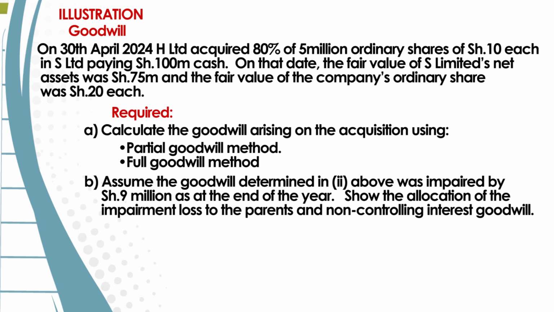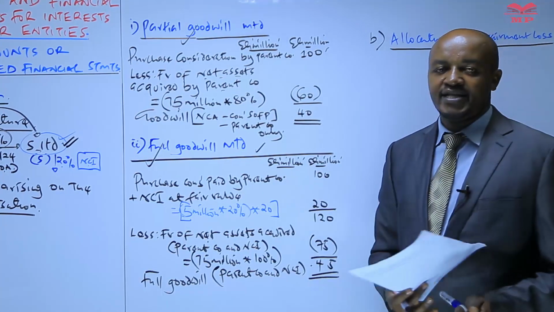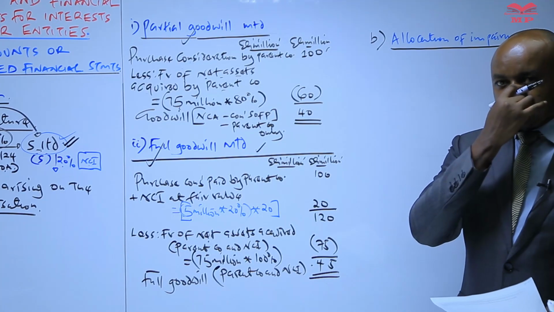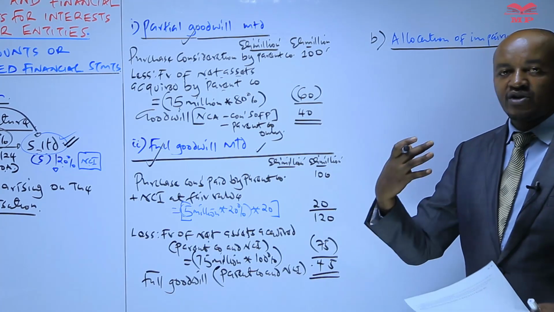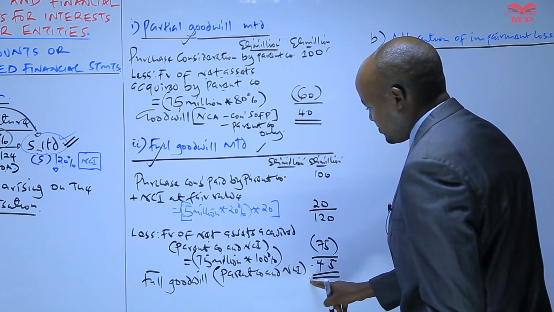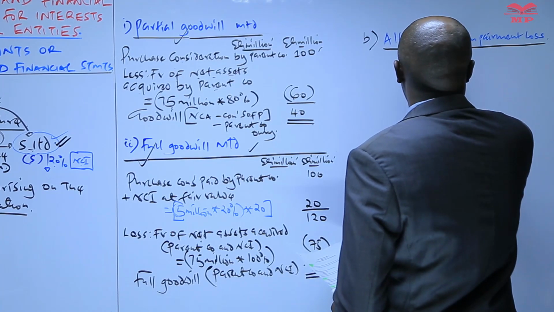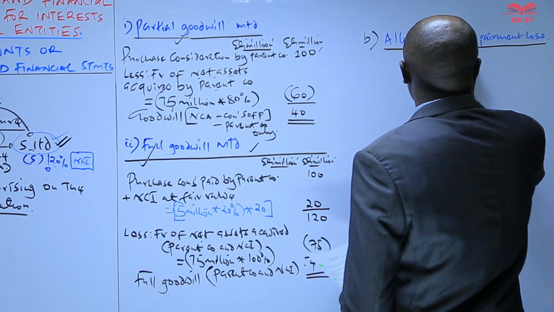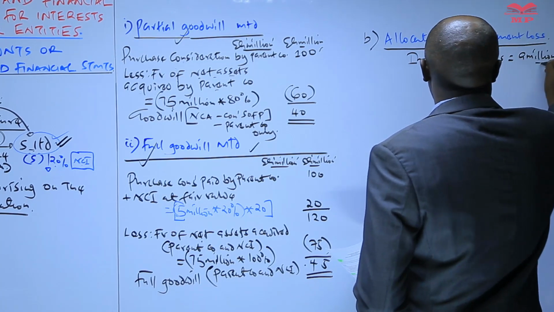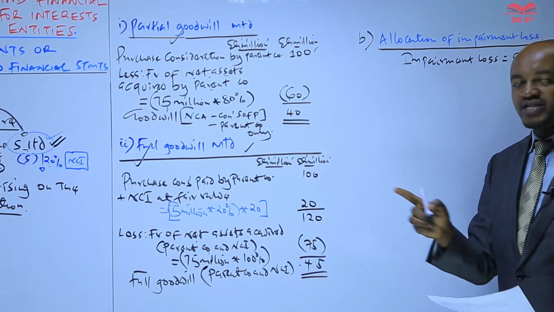First of all, we have to recall that impairment loss is the decrease in the value of a goodwill. Anytime the value of goodwill reduces, because goodwill is an asset, that reduction in the value of the goodwill is an impairment loss. Now, what you are told is that we assume that this particular goodwill here, determined using the full goodwill method, was impaired with 9 million. So the impairment loss is equal to 9 million. So how do we allocate this particular impairment loss to both the parent and also NCI goodwill?